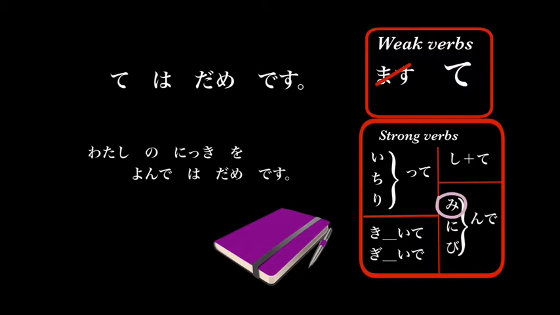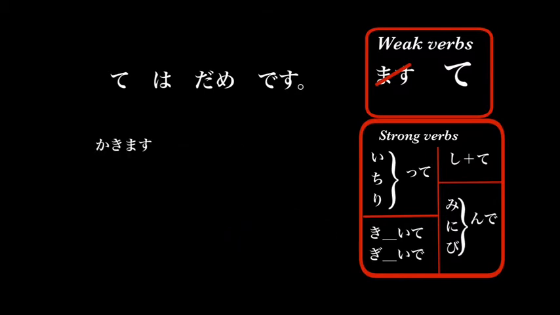So if we were using the te form wa dame desu, we might say things like yomimasu, to read, into the te form, yonde wa dame desu. You're not allowed to read that. Watashi no nikki, my diary. Watashi no nikki o yonde wa dame desu. You're not allowed to read my diary. Don't you dare read my diary. You must not read my diary. Watashi no nikki o yonde wa ikemasen.